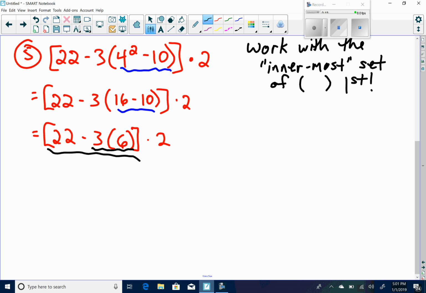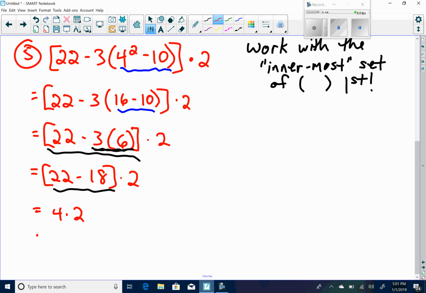So now my next set, I'm looking at what's inside the brackets here, but I can't subtract just yet. I want to take a look at that 3 times 6. So 22 minus that 3 times 6 will give me 18. So now, because I have this set of brackets here, this tells me I'm definitely going to subtract before I multiply, because the subtraction problem is contained within the grouping symbols, and anything within the grouping symbols I need to calculate first. So 22 minus 18 will give me 4.